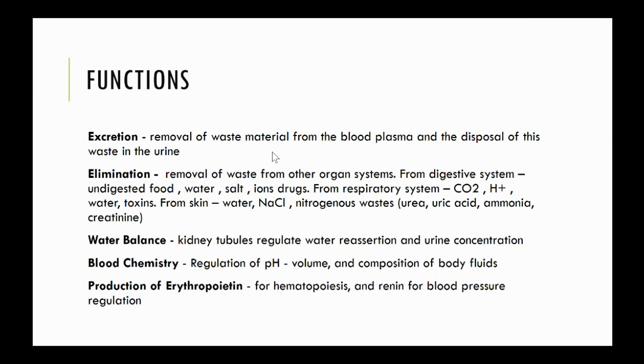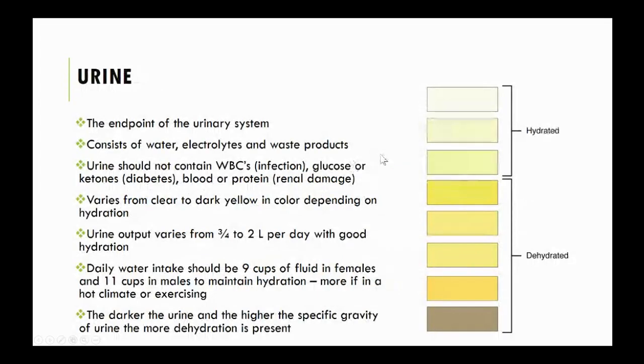We're going to do water balance. So this is where our kidney tubules are going to regulate our water and our urine concentration and our blood chemistry. This is how we regulate our pH, volume, and composition of our body fluids. And again, the production of EPO to help with hematopoiesis and renin for blood pressure regulation.